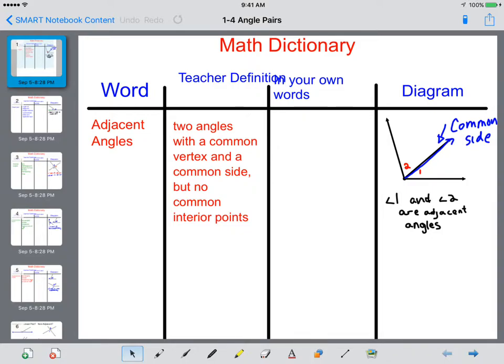Welcome to this lesson on angle pairs. Remember to have your math dictionary out. We have 5 words for you to write down. I'll leave the screen up, let you pause, copy the words in your dictionary, and we'll get all 5 words in and I'll do some examples.